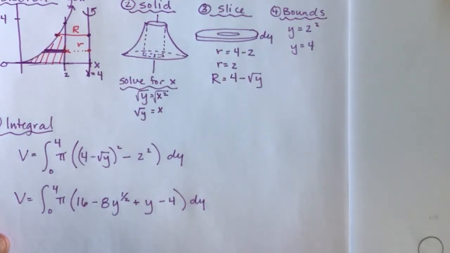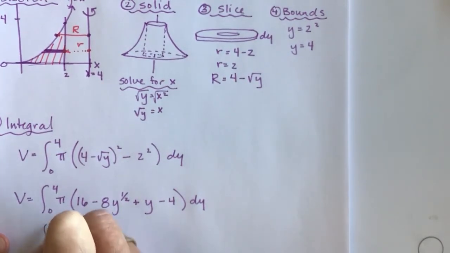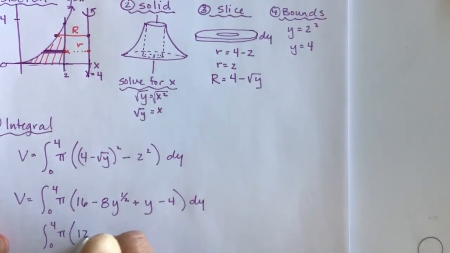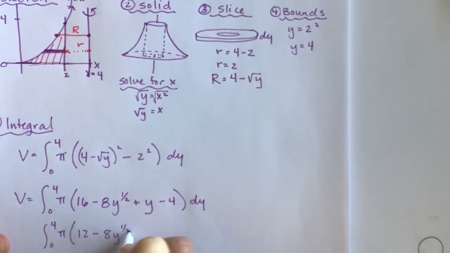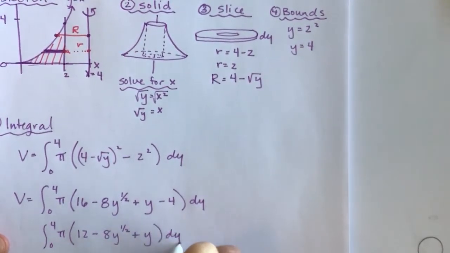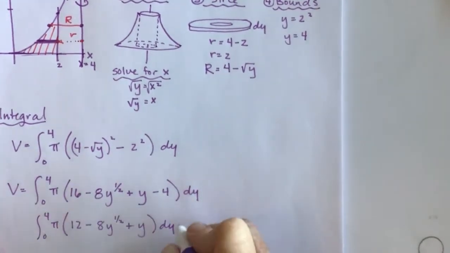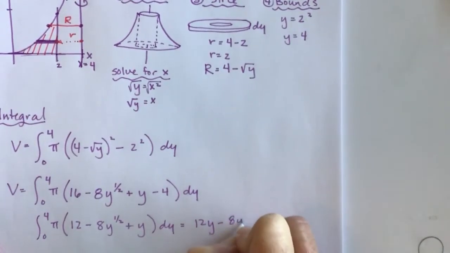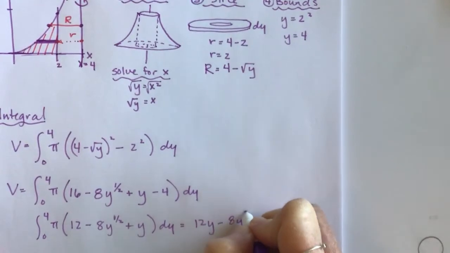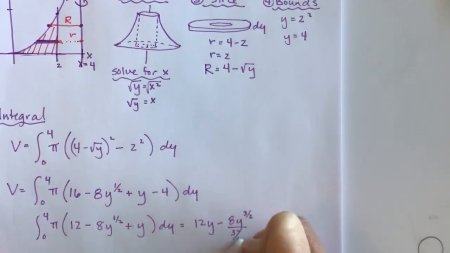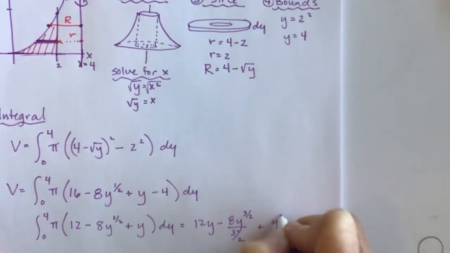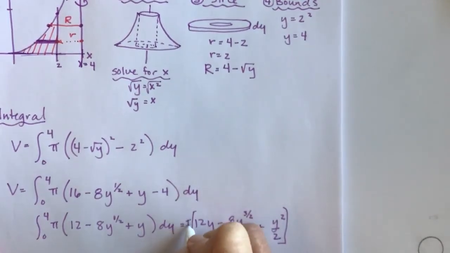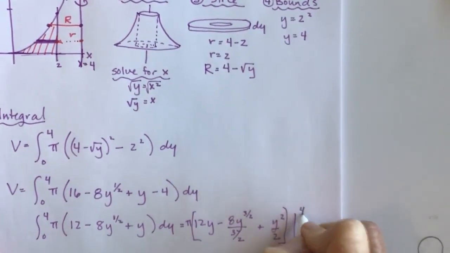And then antiderive. So 16 minus 4 is 12. And 8y to the 1/2 plus y. Hopefully I didn't make any mistakes on there. Okay, and then we'll just antiderive. So 12y minus 8y, and then I'm going to add 1. So this is going to be 3/2, and then divide by 3/2, and then plus y squared over 2. And this is all times pi. And then we're going to go from 0 to 4.